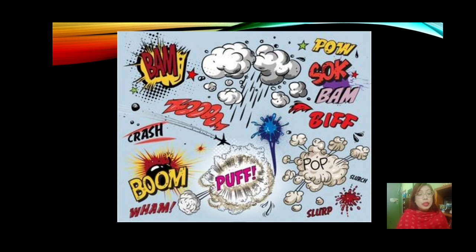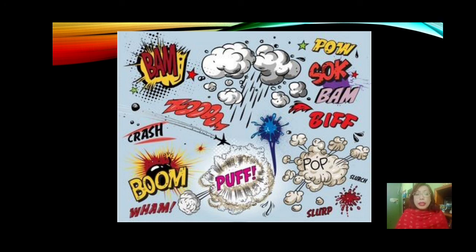There are sounds being created by objects also. When aeroplanes fly, it makes a zoom sound, no? When the wind blows very hard, it makes a puff sound, right? When crackers burst, it makes a boom sound. So there are so many different sounds which humans, animals, and objects create.